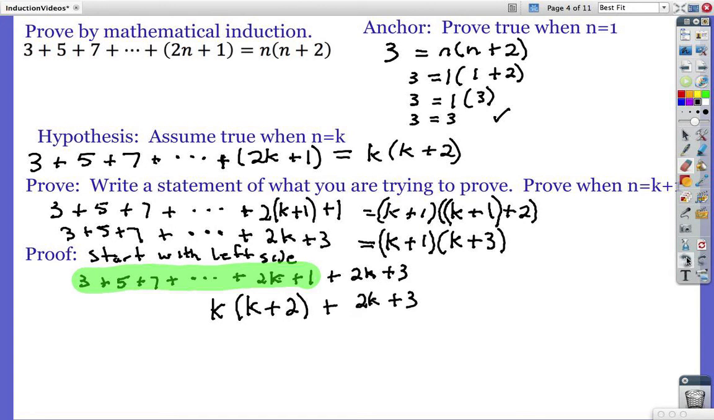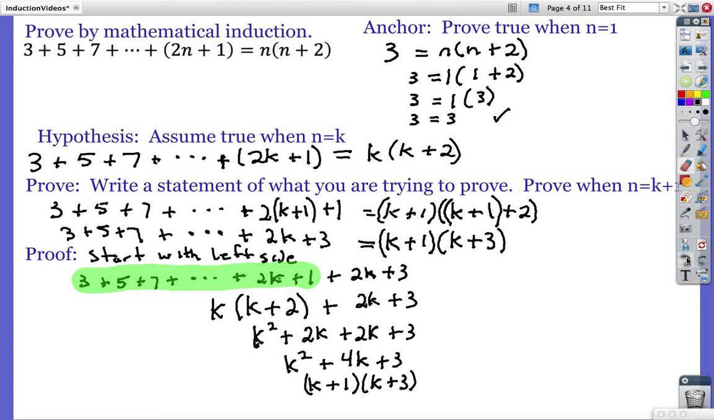Distribute the k, giving me k squared plus 2k. Bring down the 2k plus 3 again. Combine like terms, giving me 4k. Bring down the k squared, bring down the 3. And at this point I can factor. Tell me two numbers that multiply to 3 but add to 4. Correct. (k plus 1) times (k plus 3).